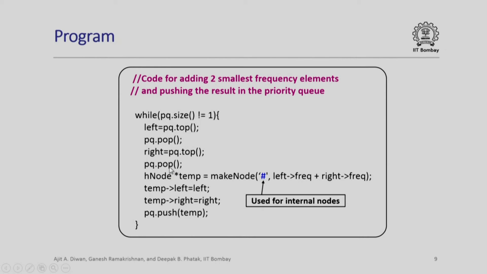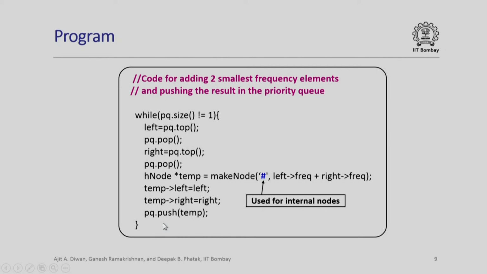What we do now? We make a temporary node again, where we have the sum of the left frequency and right frequency, and please remember we need to now insert an arbitrary character because this node does not represent an actual character in the file. We are arbitrarily using the hash symbol for internal nodes. Next, we assign left to temp left and right to temp right and push this back onto the priority queue. So, what has happened?